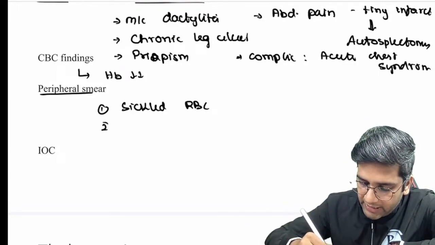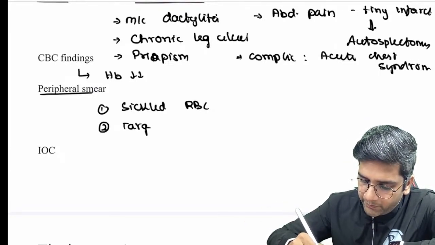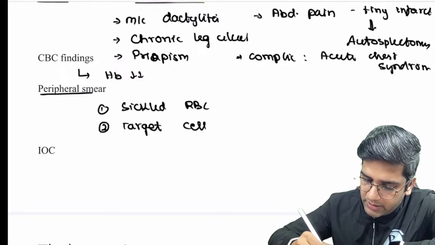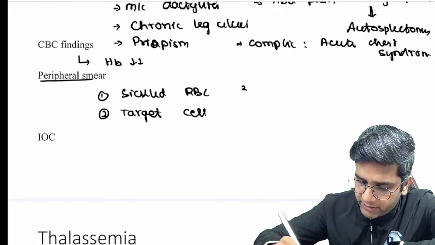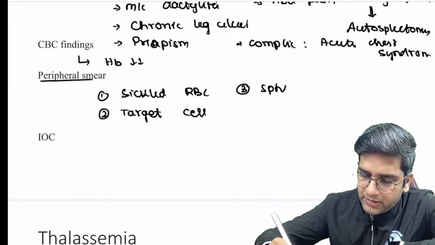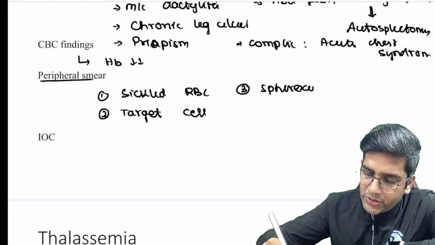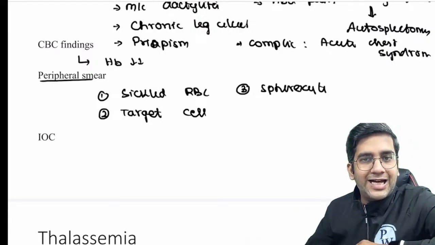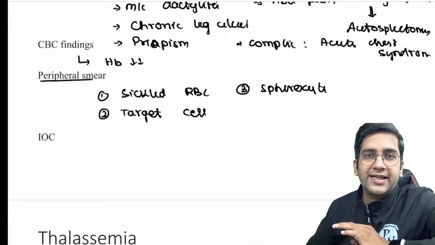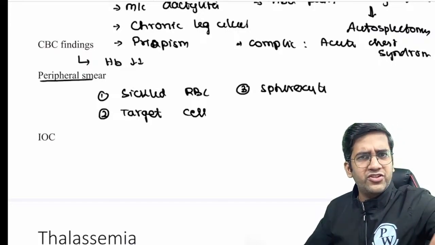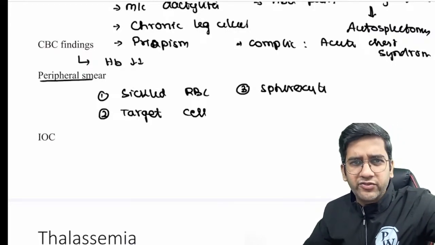Perfect. You can have a target cell, that also can be said. That's one. Then spherocyte. That also can be there. So you'll have spherocytes, you'll have sickled RBCs, you'll have target cells. All these are classical peripheral smear findings, right? So once you see a sickle cell, that's more than enough for me to confirm the diagnosis.